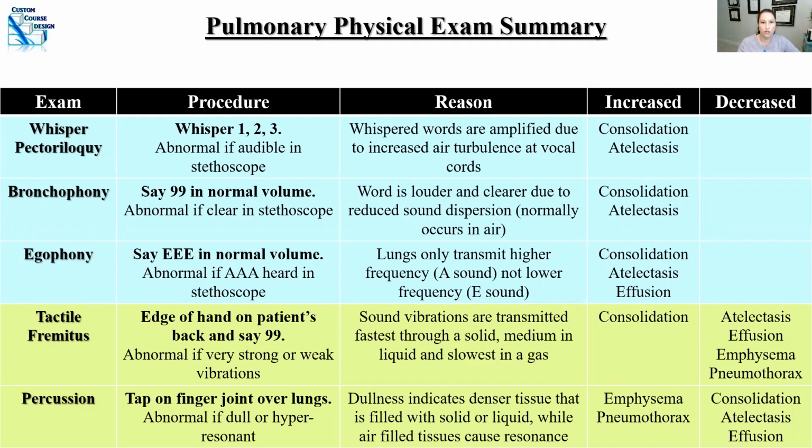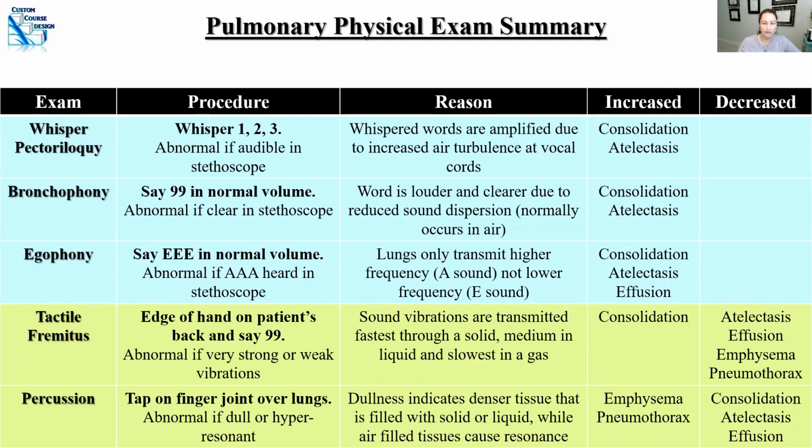In whisper pectoriloquy, you ask the patient to whisper 1, 2, 3. If you are able to make out 1, 2, 3 in your stethoscope, that's an abnormal finding. And what's happening is that the whispered words are becoming more amplified because there's increased air turbulence at the vocal cords. We see this in things like consolidation and atelectasis.